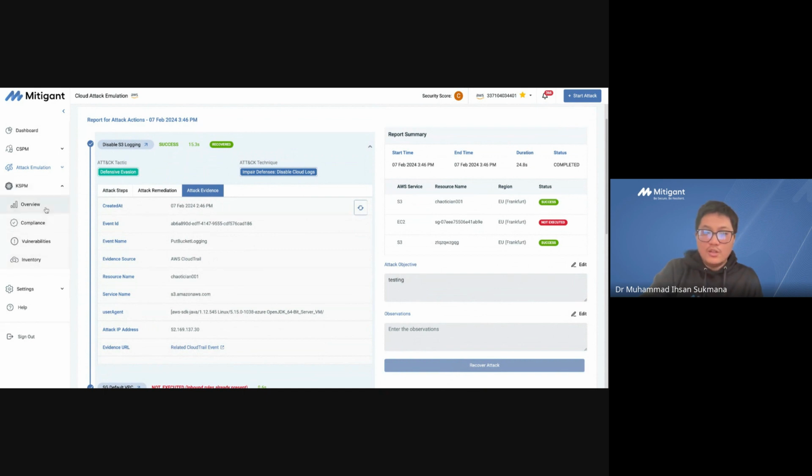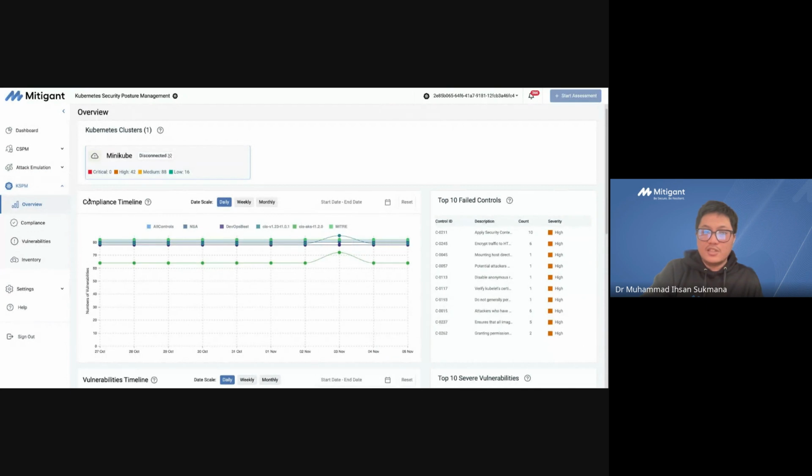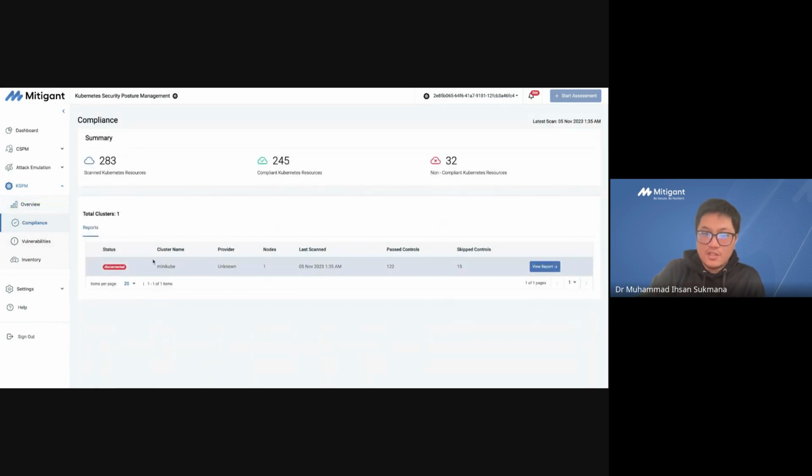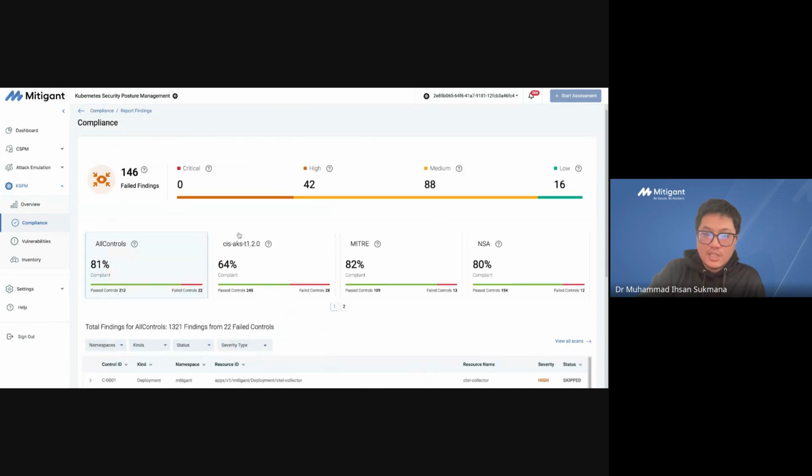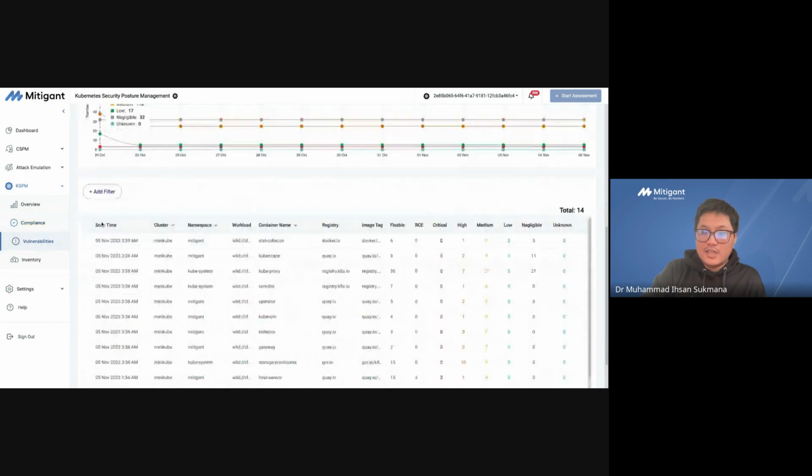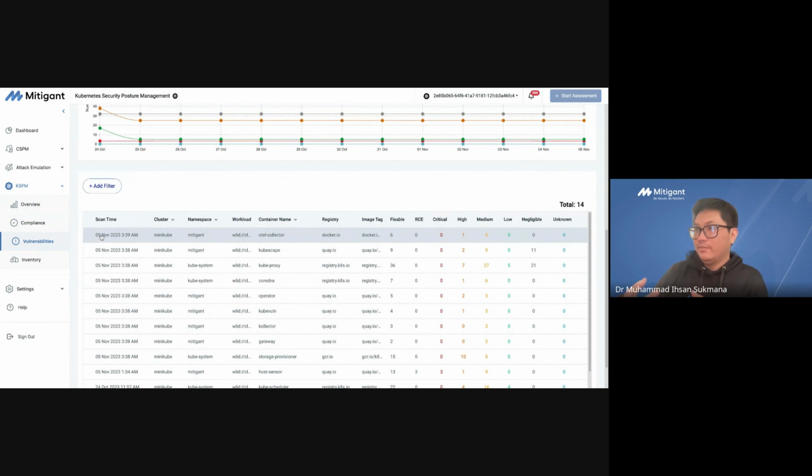And finally, what we offer is KSPM, Kubernetes security posture management. In this case, we can scan your entire Kubernetes cluster for any misconfiguration or compliance violation, for example with the MITRE framework, NSA, or the CIS benchmark. We also analyze the images that are used within the Kubernetes cluster when you spawn containers, so you have to use images.